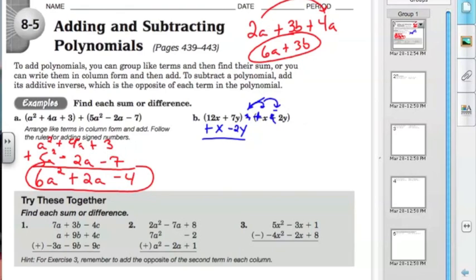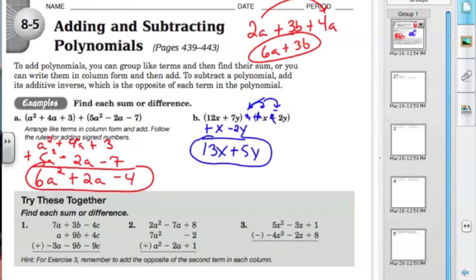And now you can do just like what you did in situation A. You have 12x plus x, you get 13x. I have 7y, I'm going to lose 2y, so I have positive 5y left over. All right, let's try the ones down at the bottom. Try these together. Number 1, notice everything's already aligned for you.